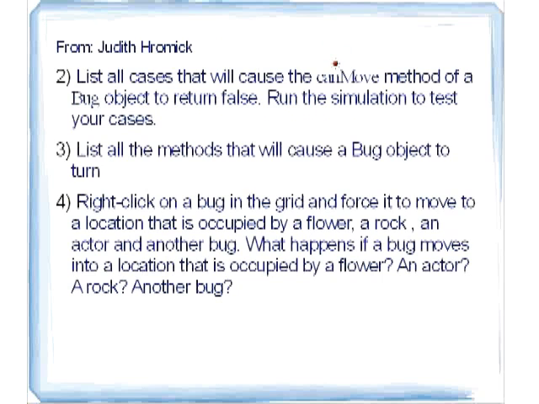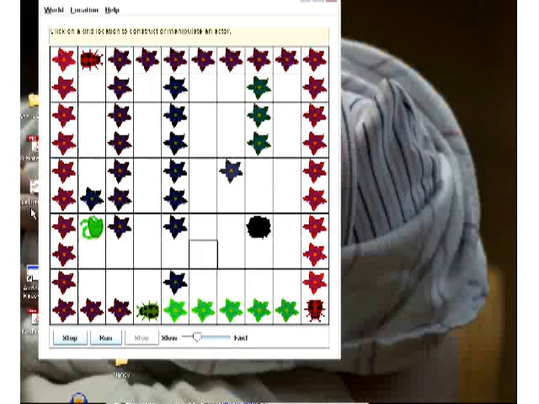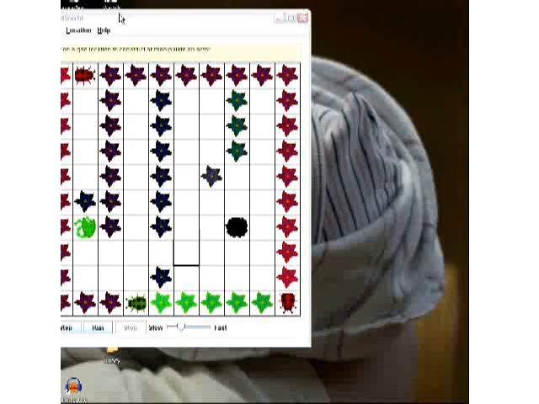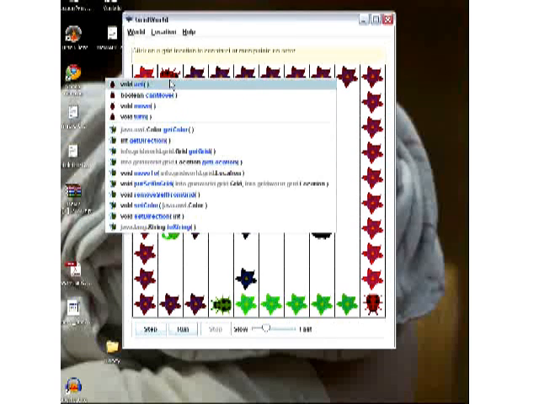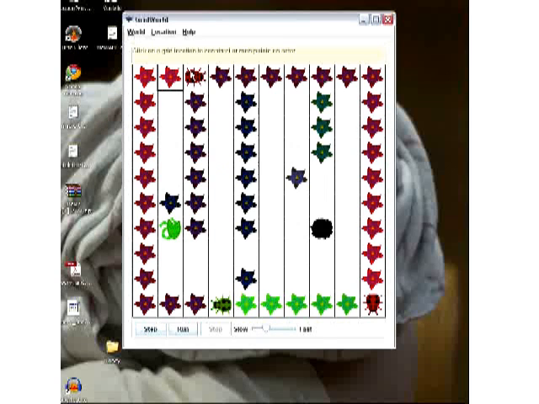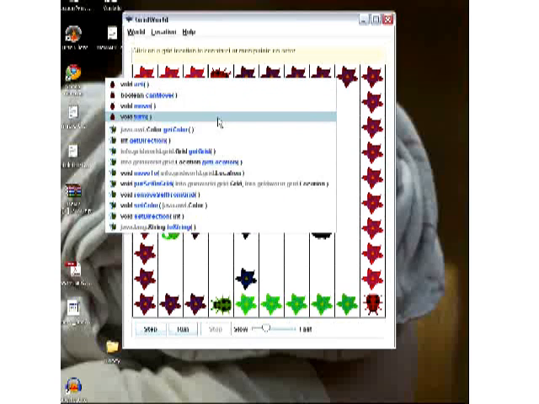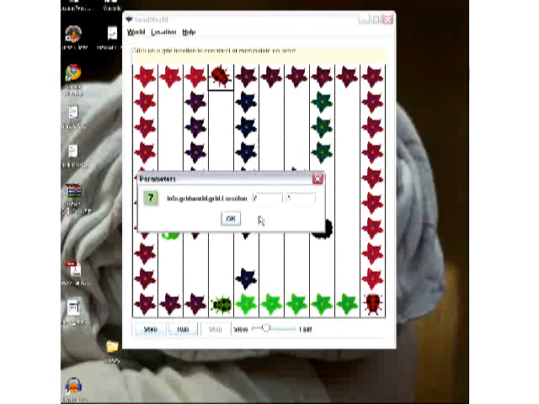Have them test can move, defining which methods cause the bug to turn, and forcing moving. So for instance, when you look at a bug, they have a lot of options here. So you want to have them explore each of these. How move will move them forward. Turn is going to cause them to turn. You have a move to, so that you can type in a specific location.